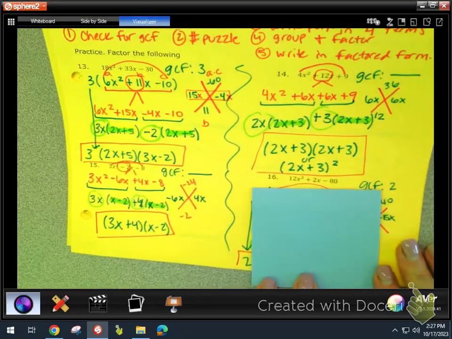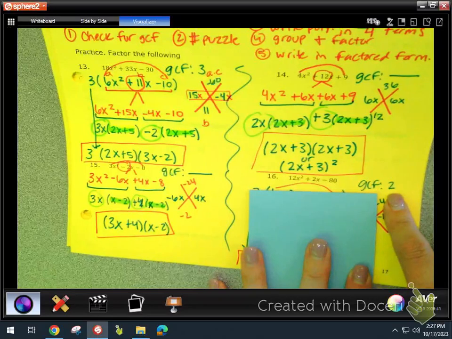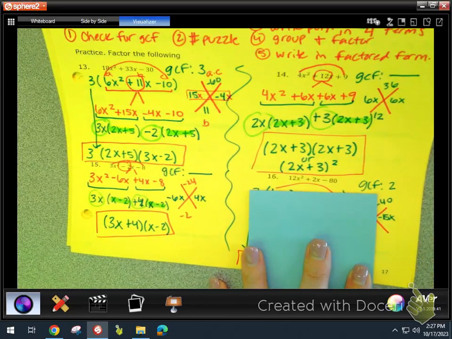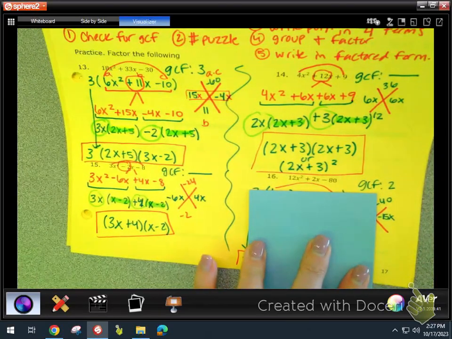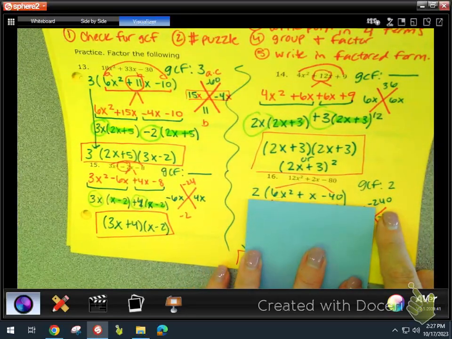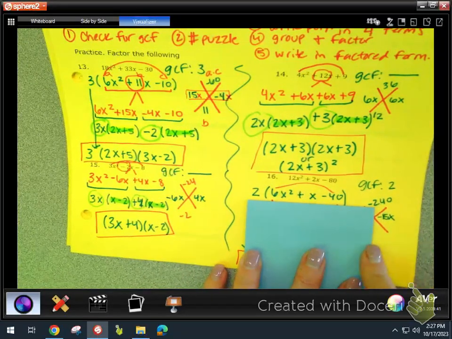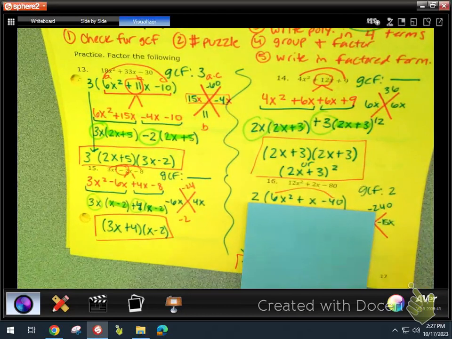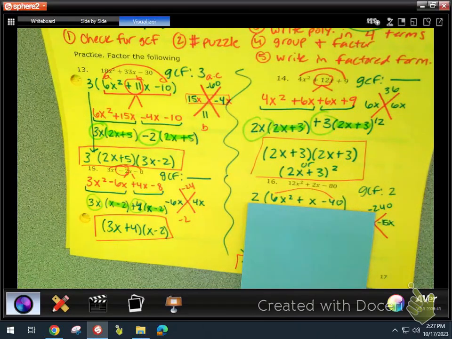Okay, 16. There was a GCF. You can see right there it is 2. Your number puzzle. Okay, if you didn't take that GCF out, your number puzzle was even worse. But if you did take the GCF out, you had -240 at the top, and then you had 1 at the bottom. So that's kind of what I was talking about. To get a negative number on the top, one of your winners on the puzzle has to be negative. The other one has to be positive.